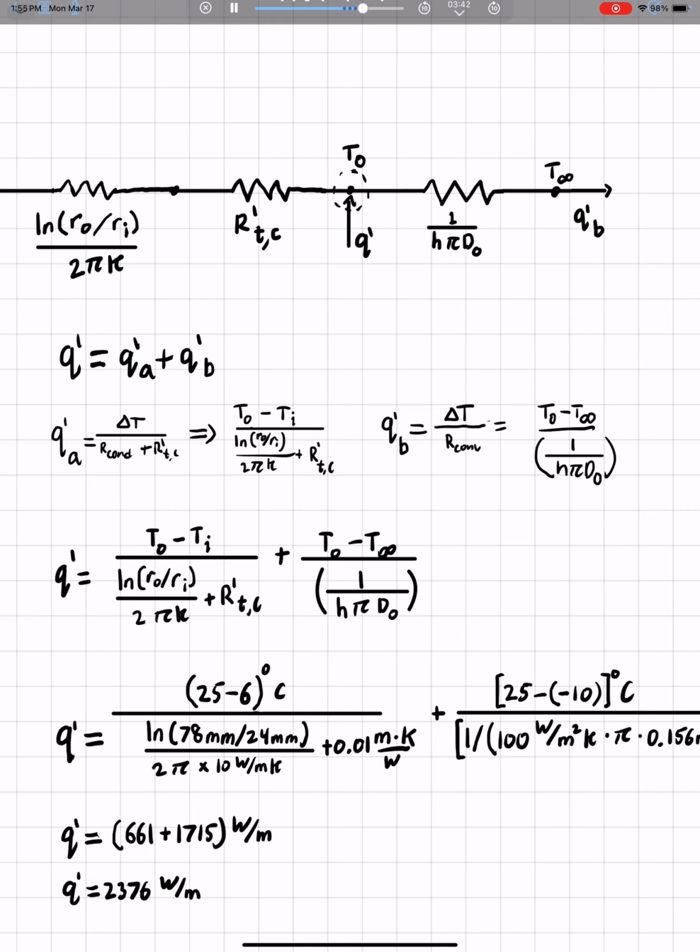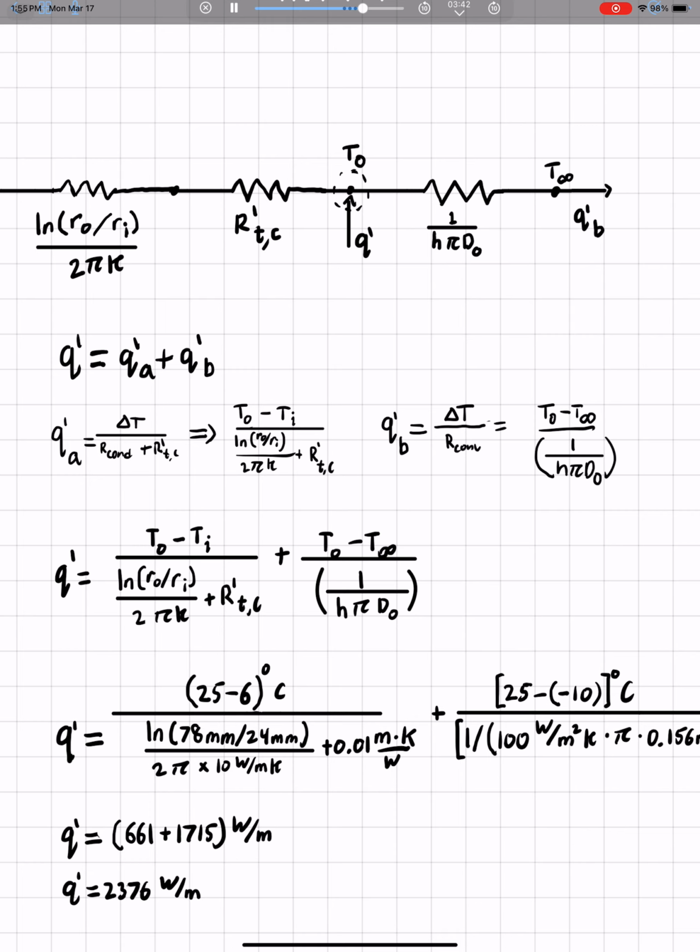We know all of these terms, they're all given in the question, and so from these we can plug in and you will get Q is equal to 25 minus 6 degrees Celsius over ln of 78 over 24 millimeters over 2 pi times 10 watts per meter Kelvin plus 0.01 meter Kelvin per watt. All of this plus 25 minus negative 10 degrees Celsius all over 1 over 100 watts per meter squared Kelvin times pi times 0.156 meters.